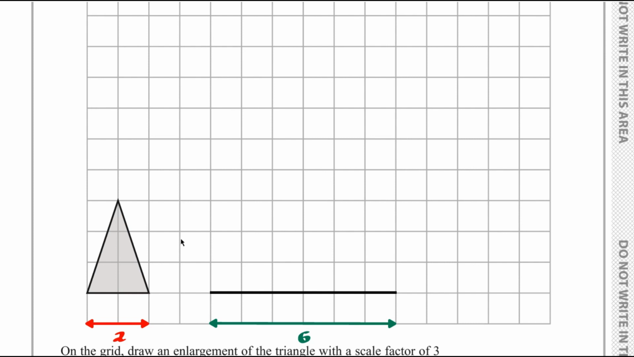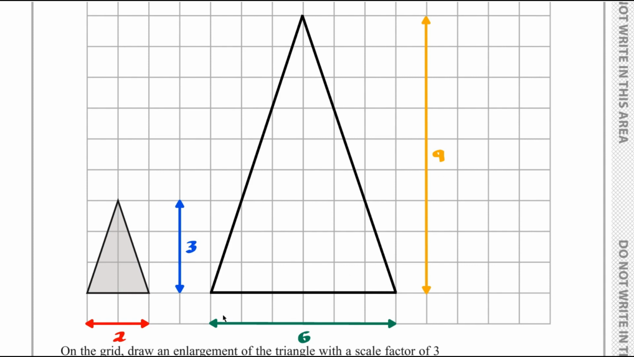Going upwards, we have a length of 3. So multiplying 3 by 3, we get 9. So the new height will be 9. And so here is our completed triangle. This larger triangle is an enlargement of the smaller triangle by a scale factor of 3.